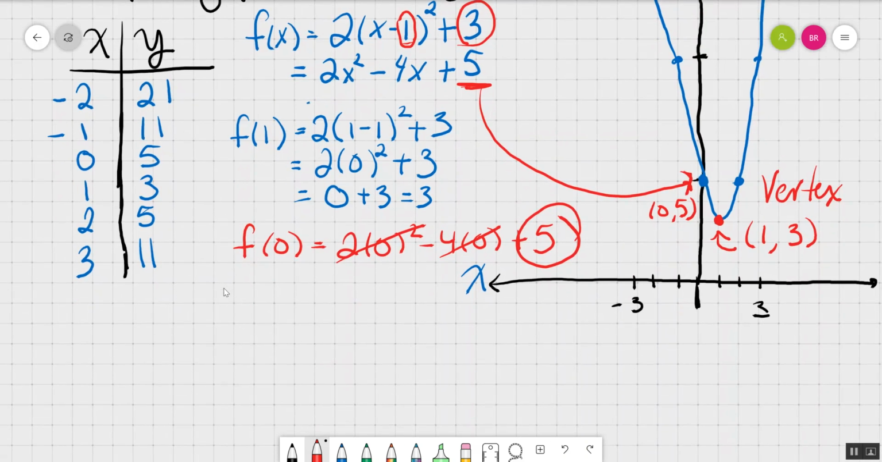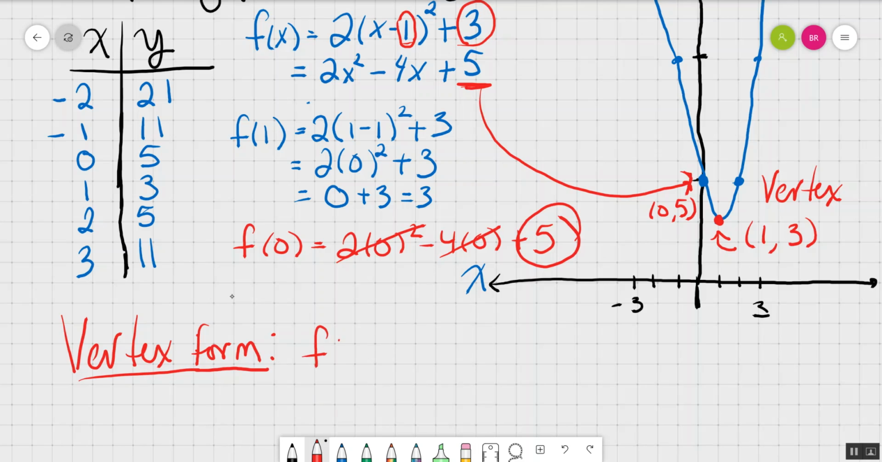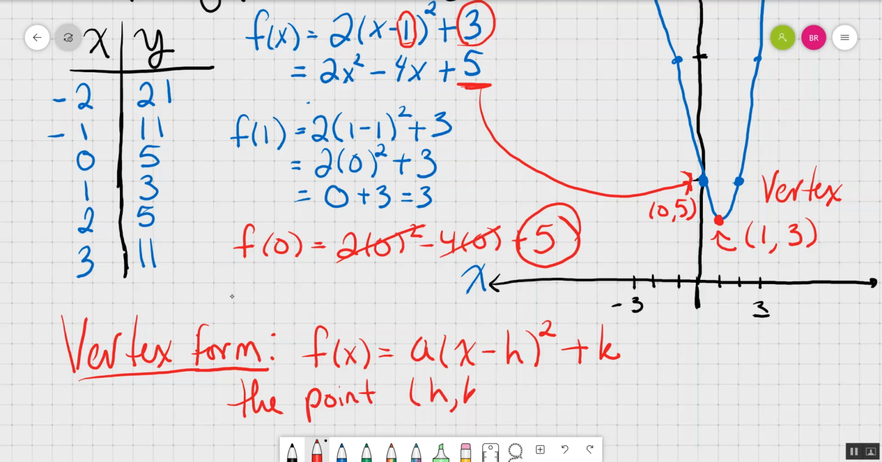So in vertex form, f of x equals a times (x minus h) squared plus k. The point (h, k), trying to make my h's and my k's look really different, is called the vertex.